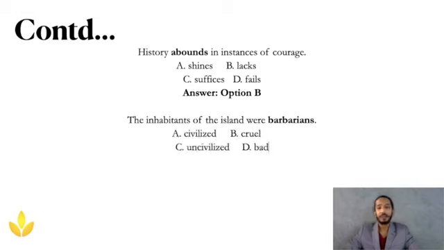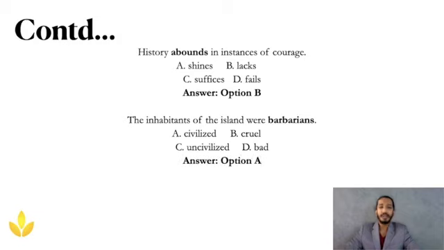So what is the opposite of barbarian? Barbarians mean they were very, very rude and rough. The inhabitants of the island were barbarians. So option A, civilized, option B, cruel, option C, uncivilized, and option D is bad. So barbarians usually means uncivilized or bad. So the opposite of it could be civilized, because every other word means the same. The correct answer is option A.